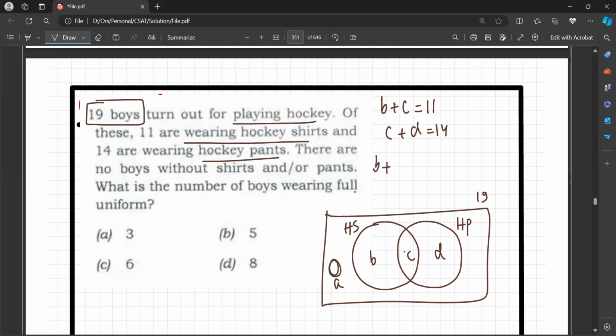Before that, B plus C plus D will be equal to 19. Use it two times. B plus C is 11. So if this is 11, D becomes 8. So this will be 8. Use the second one. C plus D will be 14. Then B will be 5. B becomes 5. Now use this one. B plus C plus D is 19. 5 plus 8 will be 13, so C will be 6. Yes or no? So how many boys are wearing full uniform? That is 6. Clear? I hope you have got it.